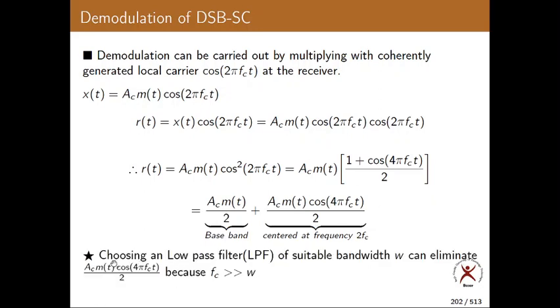Now, choosing a low pass filter of suitable bandwidth w, we can eliminate this term. You know what a low pass filter does. It allows low frequencies and rejects high frequencies. That is the simple working of a low pass filter. If you pass the entire signal through the low pass filter, this will be passed and this will be rejected. Why? Because one has low frequencies, the other has high frequencies. So this is what I have written here.